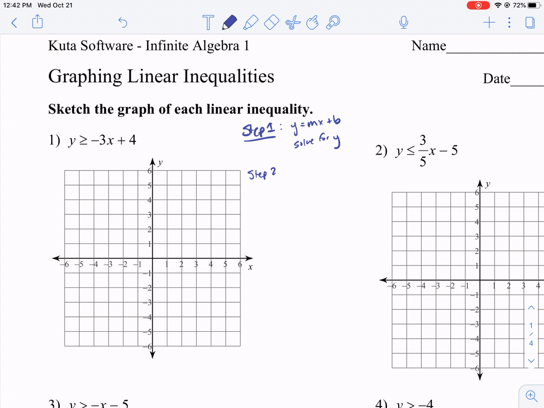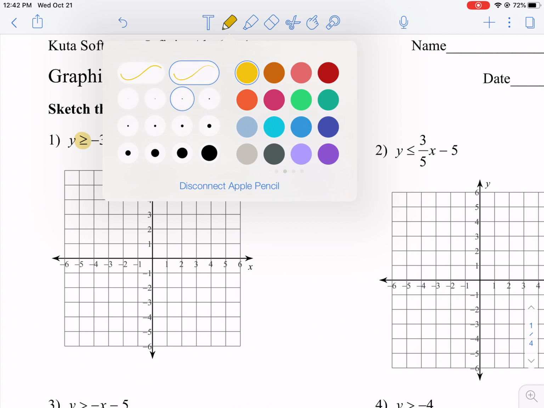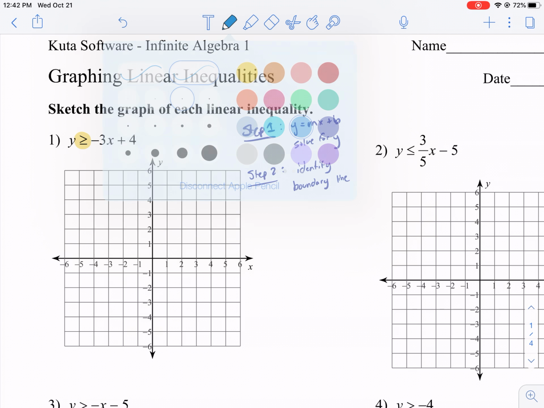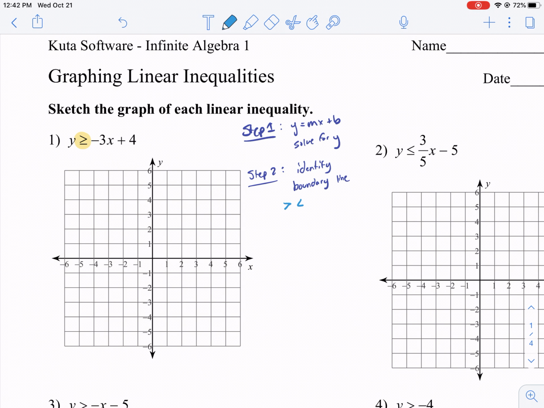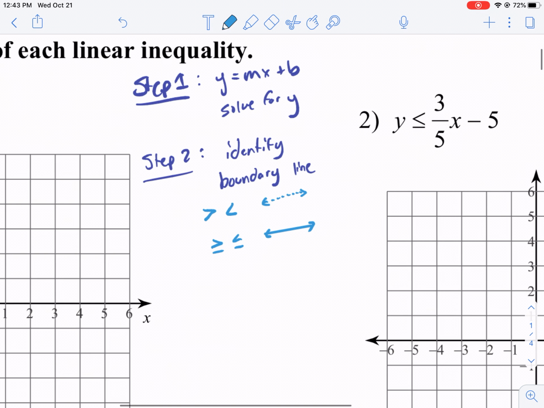Step 2. We want to identify the boundary line. Now, what does that mean? Well, we're going to look at the inequality. If it is greater than or less than, we are going to use a dotted boundary line. If it is greater than or equal to or less than or equal to, we are going to use a solid boundary line. So just some differentiation there.